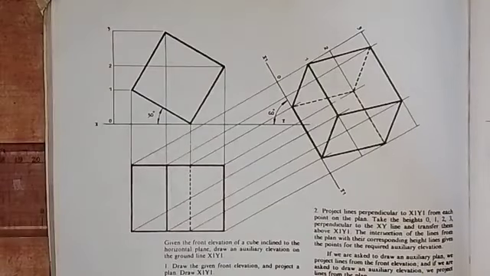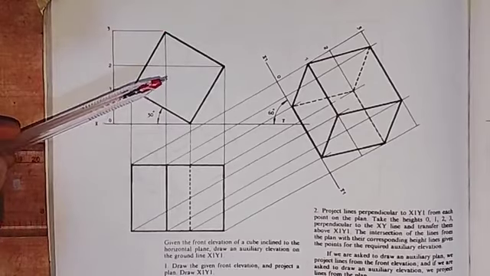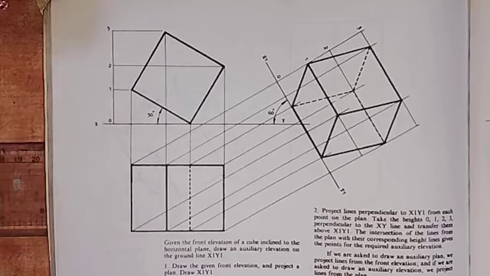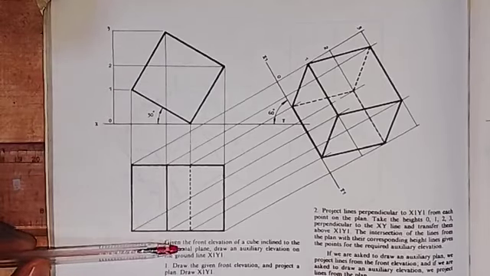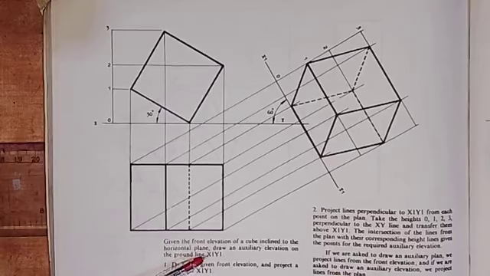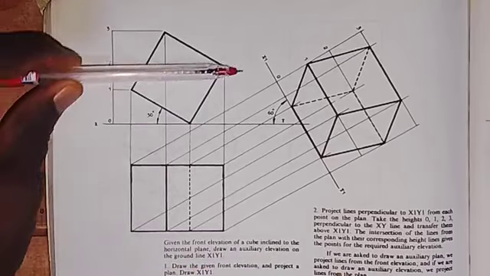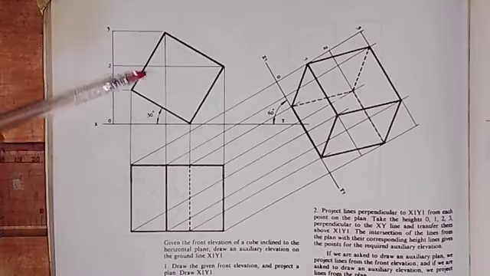Also have this drawing in Technical Drawing for School Certificate and GCE written by J.N. Green. So this problem has to do with construction of auxiliary views. In this case, given the front elevation of a cube inclined to the horizontal plane, draw an auxiliary elevation on the ground line x1 y1. So this is the front elevation that is given.